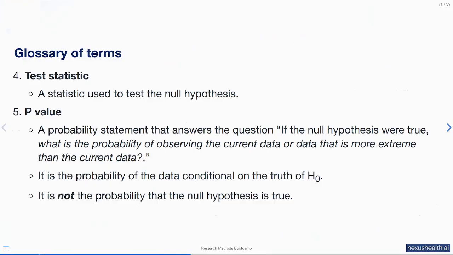The p-value is a probability statement that answers the question, if the null hypothesis were true, what is the probability of observing the current data or data that is more extreme than the current data? The p-value is the probability of the data conditional on the truth of the null hypothesis. It is not the probability that the null hypothesis is true.